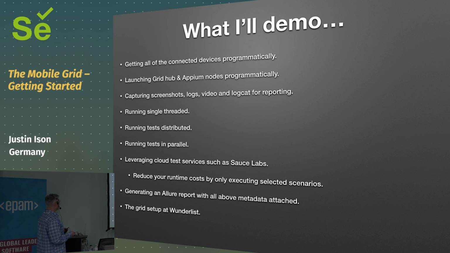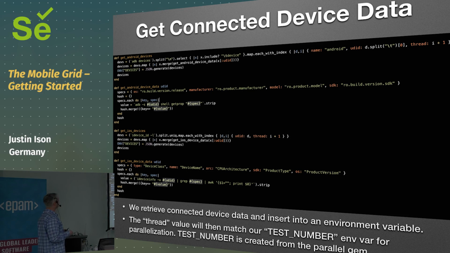So let's briefly look at the core code of this. Don't worry about the examples here, I'll give you the URL to the repo after that has all this information. You can look at it on your own time. So here we have our methods to grab our Android devices and our iOS devices that are connected to our computer. We get the UDID, OS version, manufacturer, model, etc., and SDK versions.